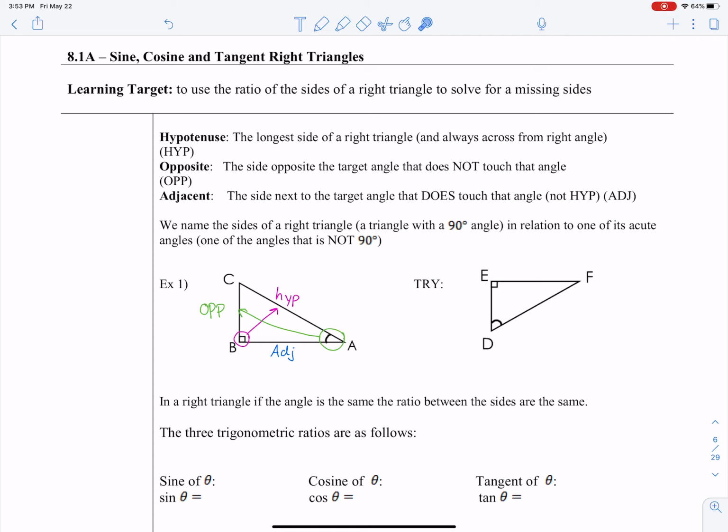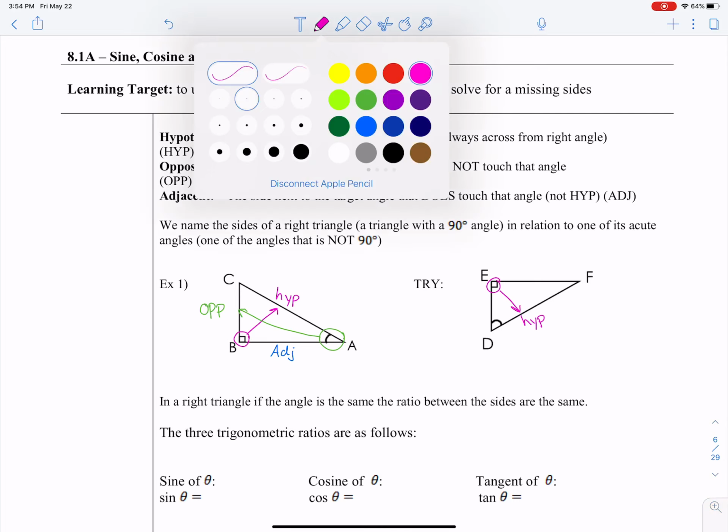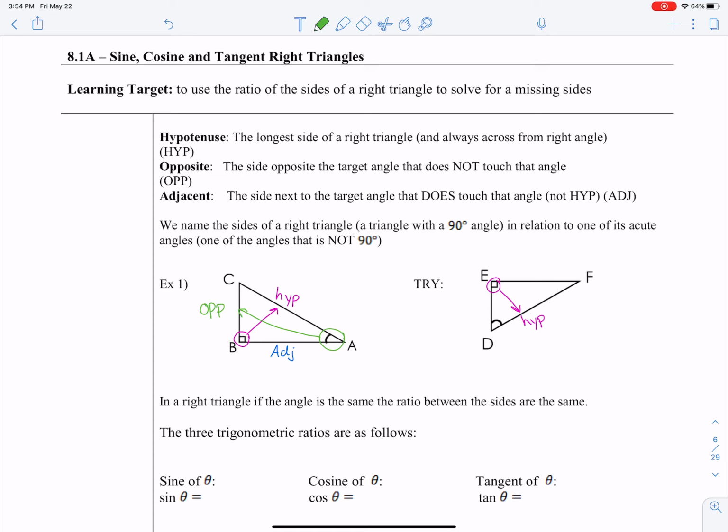Opposite, hypotenuse, adjacent. So we can try and do that over here. We're going to start with our right angle. We're going to circle it, draw a line across, and write hypotenuse. Then we're going to find our indicated angle. In this case, our indicated angle is this one right here. Across from that is going to be opposite. And then the side that we have left over that does not have a label is going to be adjacent. That's how we label opposite, hypotenuse, and adjacent on our triangle.